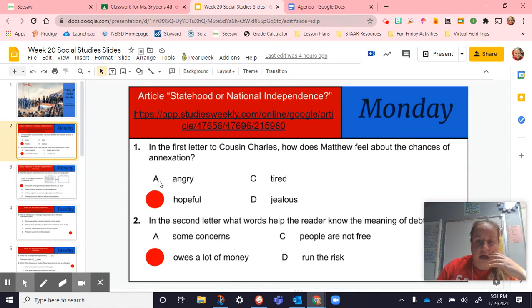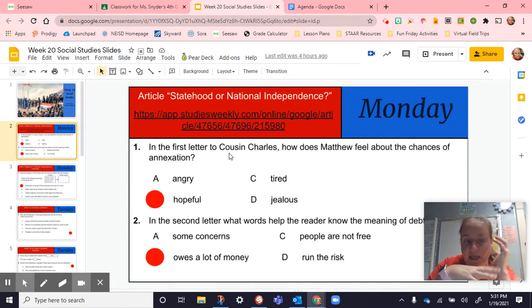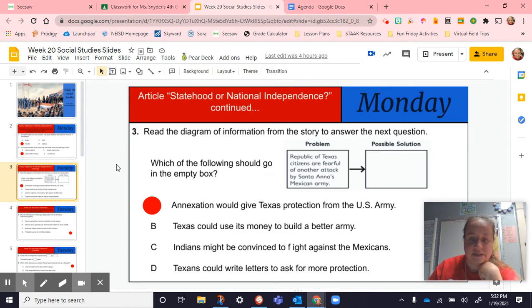So we said that Matthew was feeling, so annexation is when Texas was deciding whether it was a good idea to join the United States. They were debating some of the reasons why it might be a good idea, and so he was feeling very hopeful that that would be a positive thing. And then we said debt has to do with owing a lot of money. And then we did this one together.